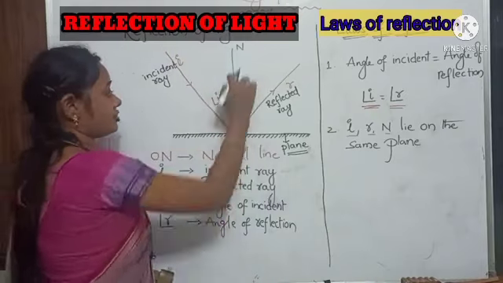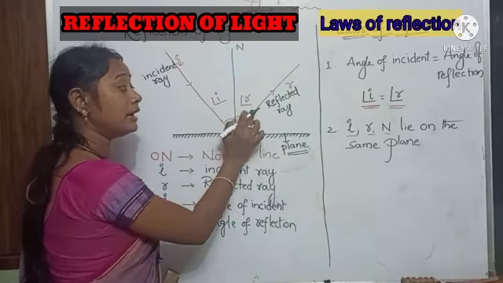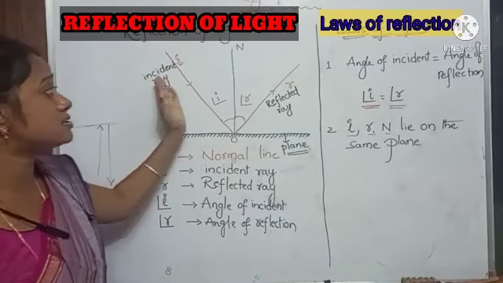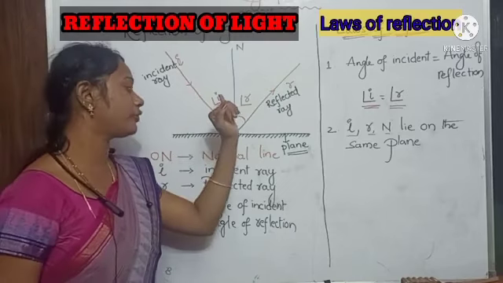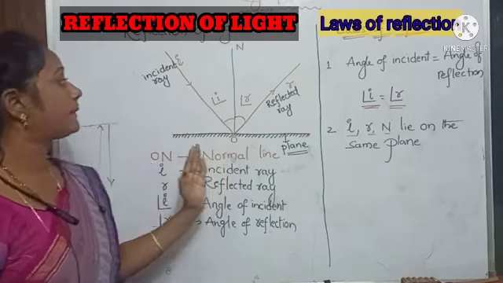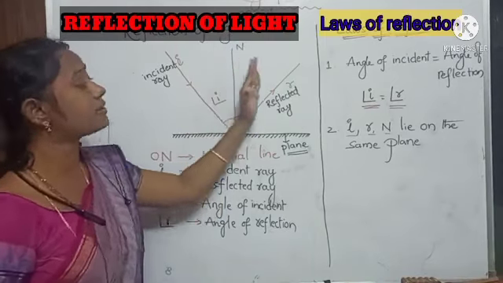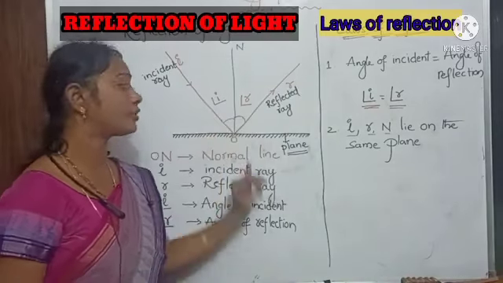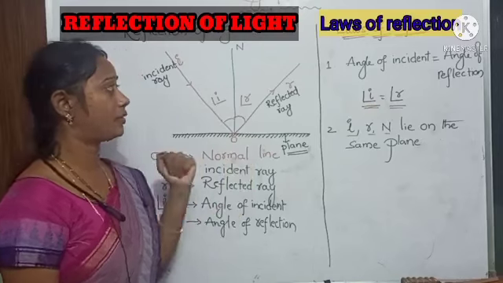When I have drawn a normal, there will be angles. Here one angle, here another angle. The angle between an incident ray and a normal ray is known as the angle of incidence. And the angle between the normal ray and the reflected ray is known as the angle of reflection. This is angle I and this is angle R.